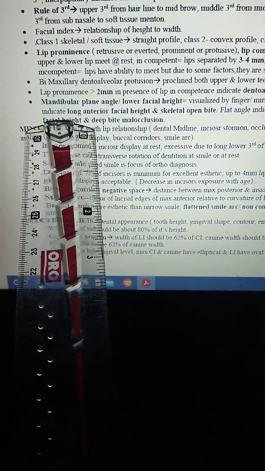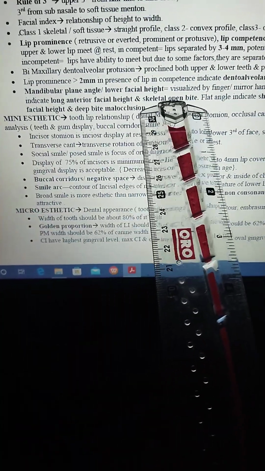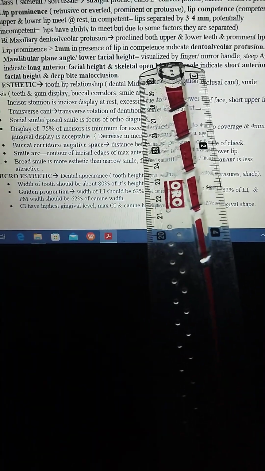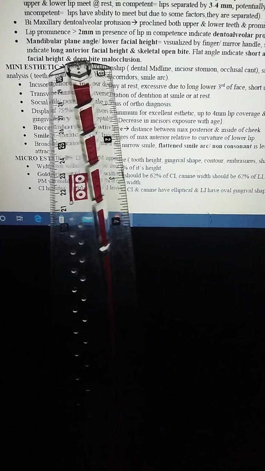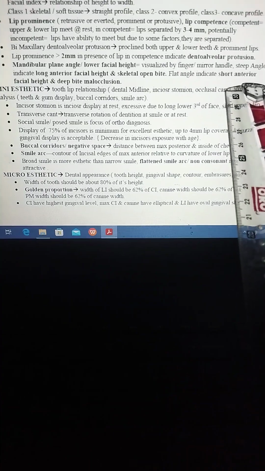Let's talk about mandibular plane angle or lower facial height, visualized by finger or mirror handle. A steep angle means long anterior facial height and skeletal open bite. Okay, in open bite there is increased mandibular plane angle, and a flat angle indicates short anterior facial height and deep bite malocclusion.